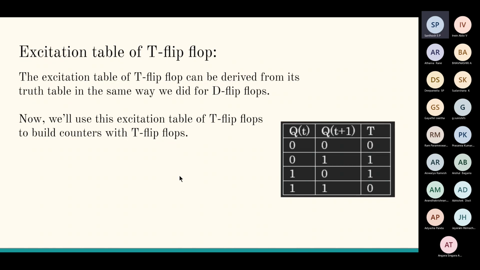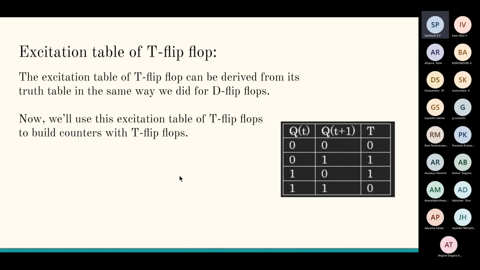A table with 3 columns. The first column has the present state, represented as Q(t). The second column represents the next state, represented as Q(t+1). The third column represents the input of the flip-flop, represented by T. As we are dealing with a single flip-flop, Q(t) can either store 0 or 1, so we just have 2 states.